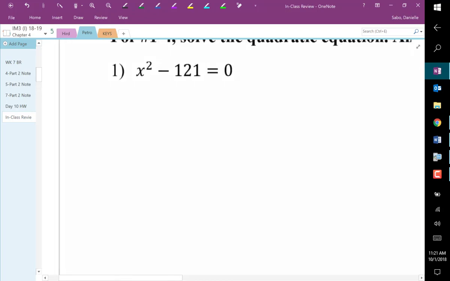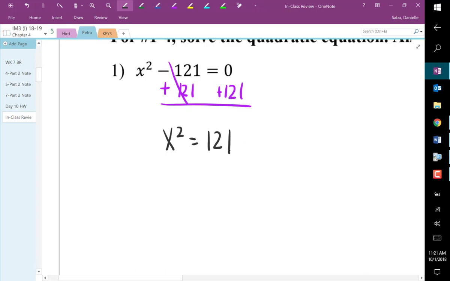The goal is for you to solve for x. Now, because I don't have a middle term where there's an x there, there's x squared, but there's no x term, I'm just going to move that 121 over to the right side. So plus 121. And I get x squared is equal to 121.